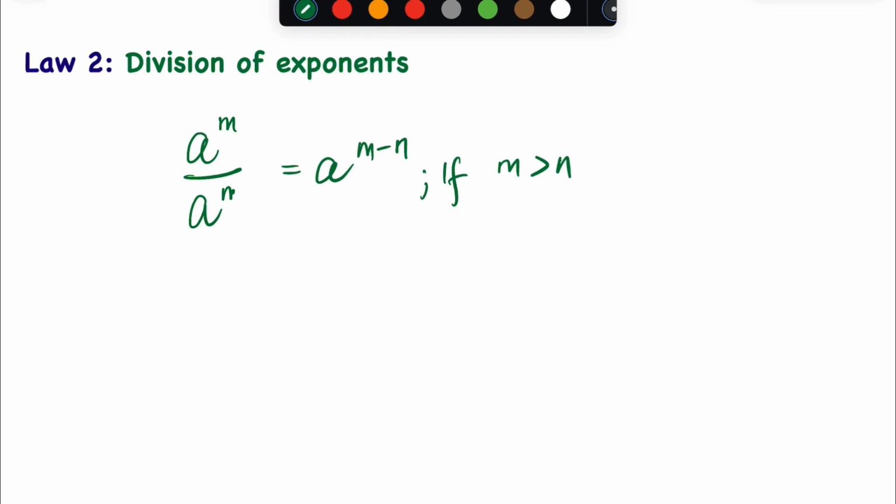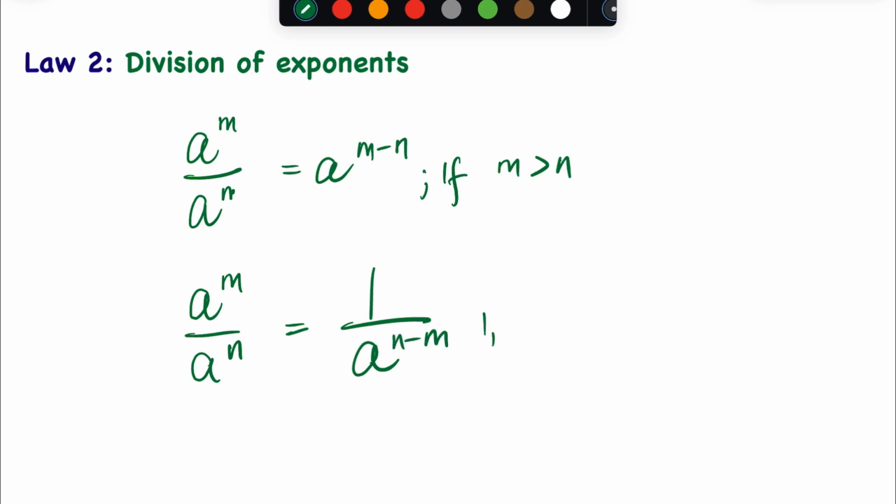Also, law 2 is the same as if you have a to the power m divided by a to the power n, it's going to be 1 over a to the power n minus m if n is bigger than m. This means that if this value is bigger than this value, we leave it like that. So if this value is bigger than this one, it's going to be 1 over this minus that.